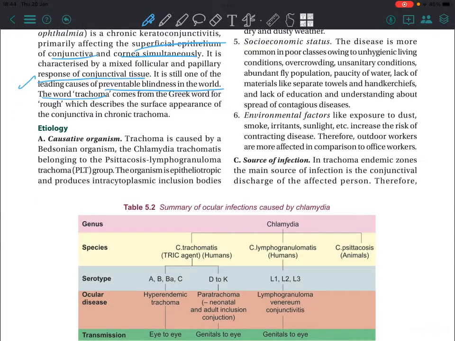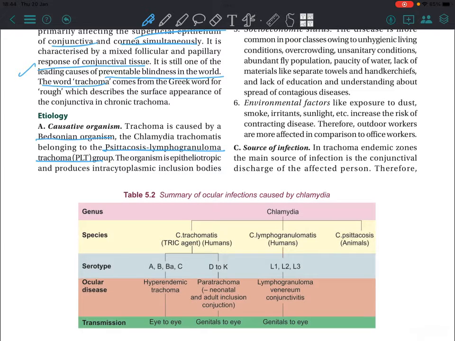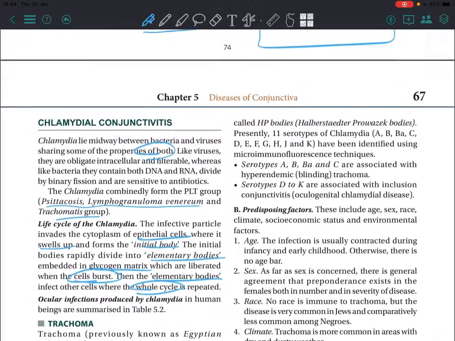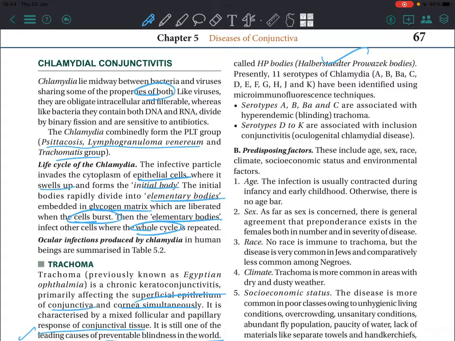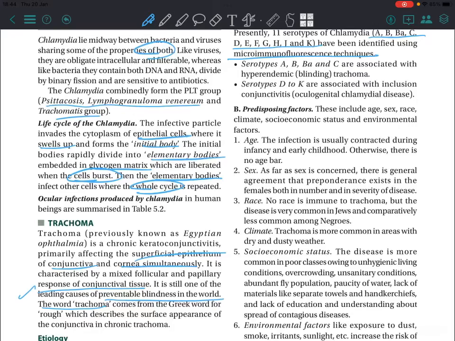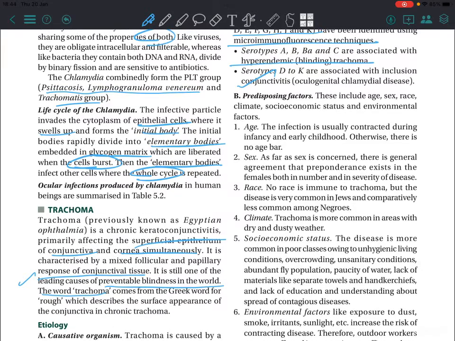Etiology: causative organism. Trachoma agents: Bedsonian organism. Chlamydia trachomatis belongs to the Psittacosis lymphogranuloma trachoma group. The organism is epitheliotropic and produces intracytoplasmic inclusion bodies called HP, Halberstaedter-Prowazek bodies. Presently, 11 serotypes of chlamydia have been identified using microimmunofluorescence: A, B, Ba, C, D, E, F, G, H, I, J and K. Serotypes A, B, Ba, C are associated with hyperendemic trachoma. Serotypes D to K are associated with inclusion conjunctivitis.